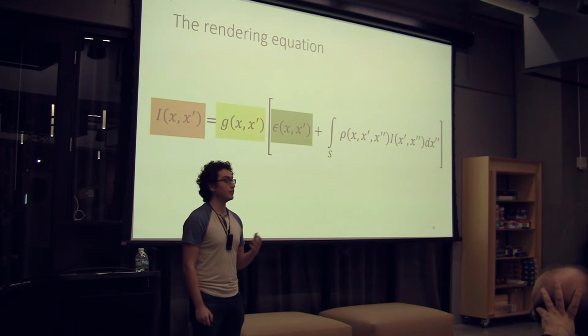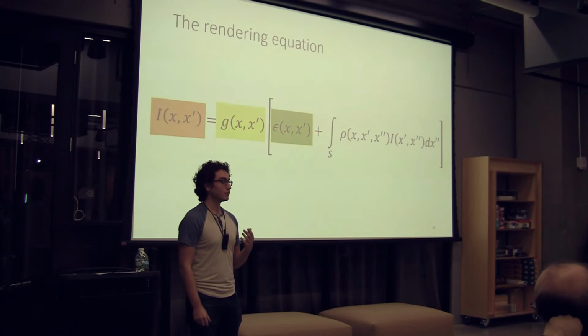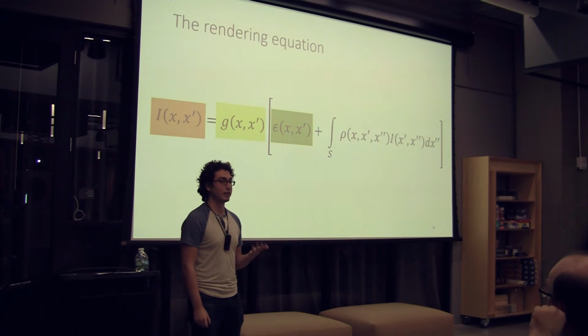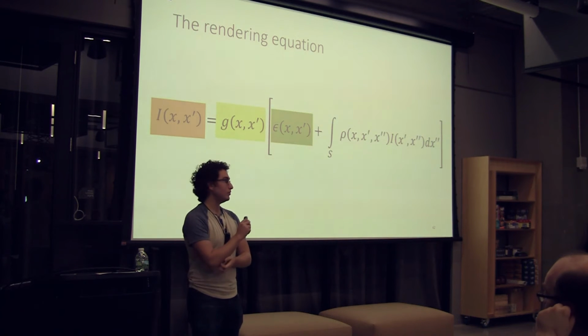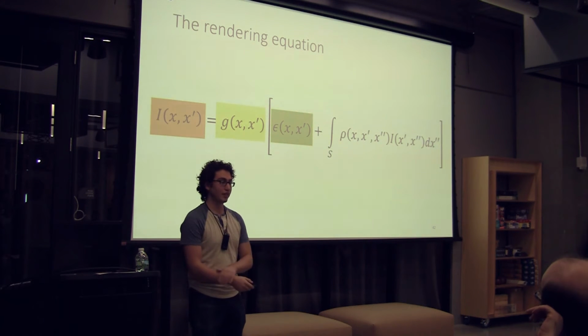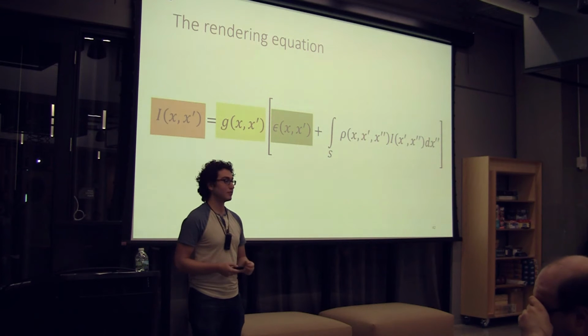The next term is what we call the admittance term. This is to acknowledge that x prime might be a light source, so it's just sending light to x. So these are kind of the direct terms, the easy bit.